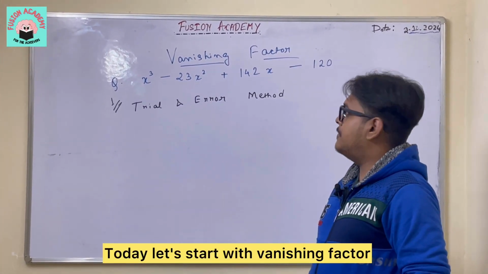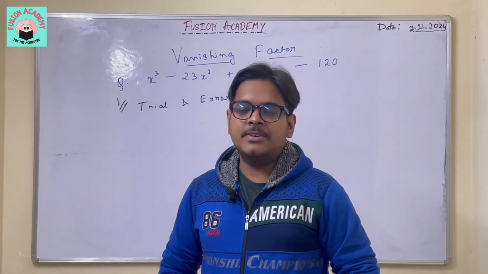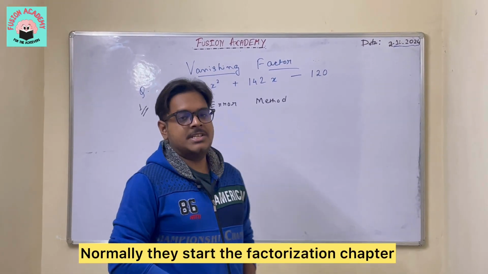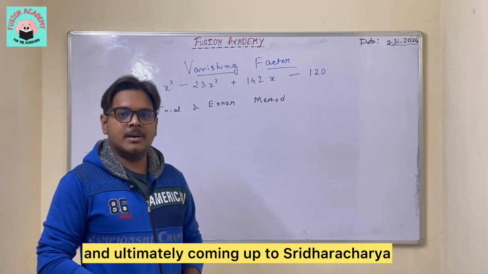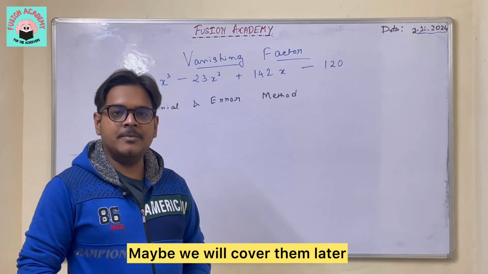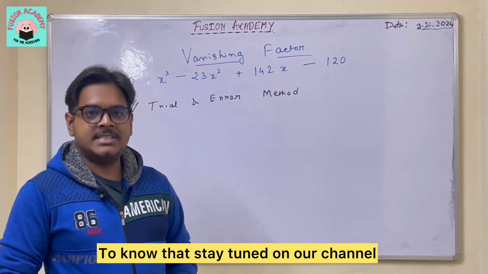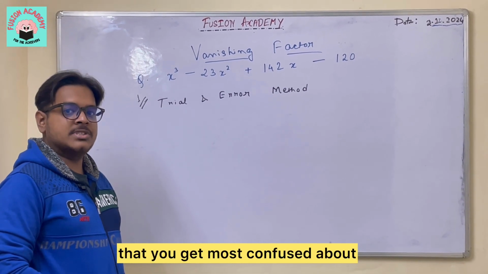Today let's start with vanishing factor. Now obviously this isn't a topic where your school starts off. Normally they start the factorization chapter by taking out commons, then going to middle term factorization and ultimately coming up to Sridharacharya. But as of now we will skip those easy topics. Maybe we will cover them later. To know that, stay tuned on our channel. But as of now, let's cover the topic that you get most confused about.